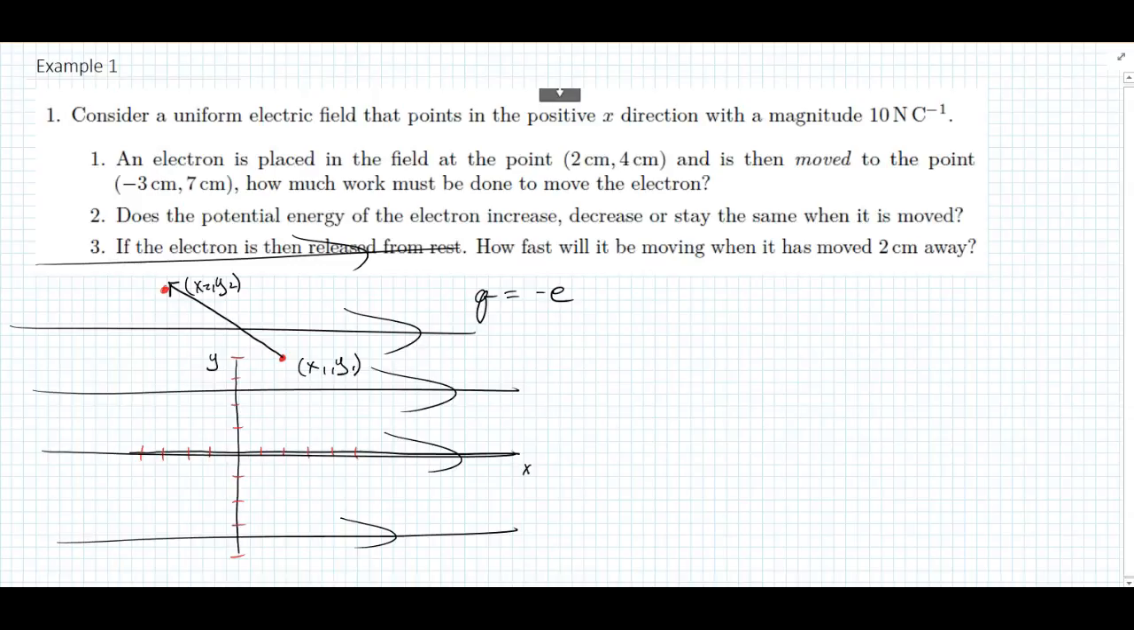Alright, so I know what the potential difference between any 2 points in a uniform electric field is. And that's useful because if I know what the potential difference is, then I can calculate what the change in potential energy is. And the work that I have to do to move the charge through the electric field is just equal to its potential energy change.